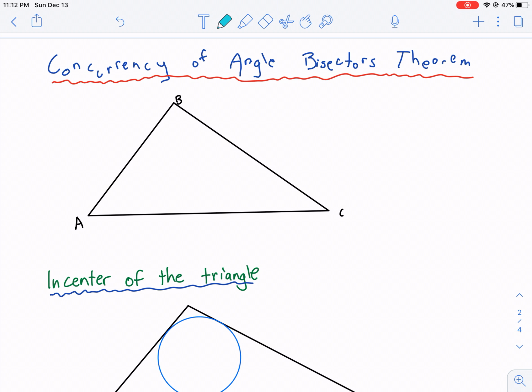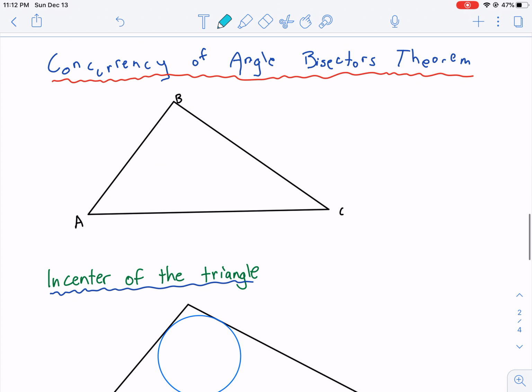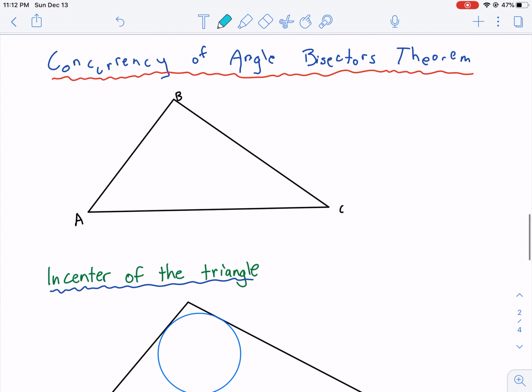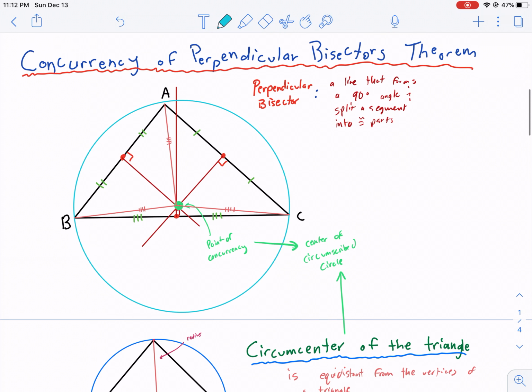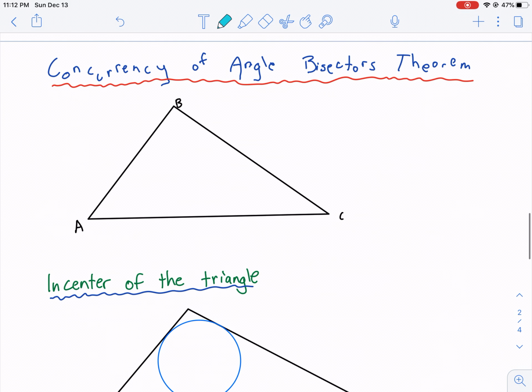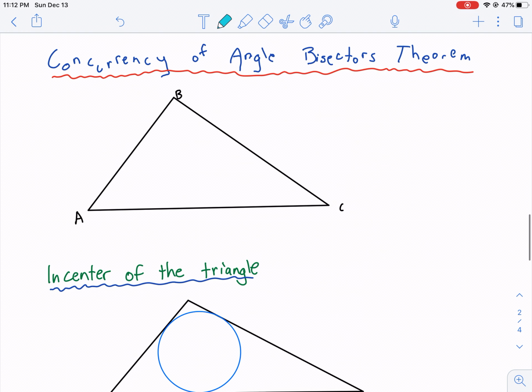We're talking about points of concurrency of bisectors. In this section we're going to be talking about concurrency of angle bisectors, and this is the theorem related to that. If you haven't seen part 1, make sure you check that out, talking about the circumcenter. Now we're going to be talking about angle bisectors instead of perpendicular bisectors.